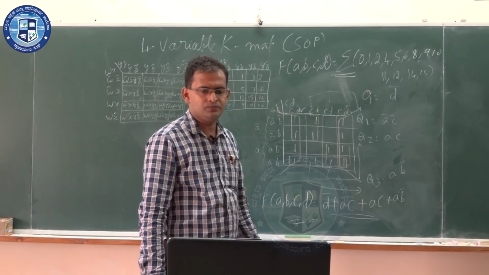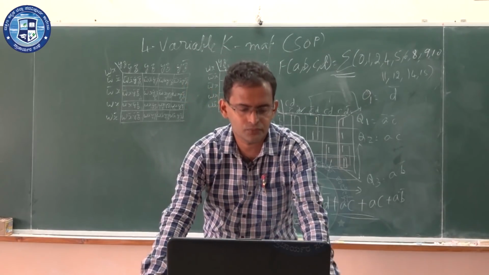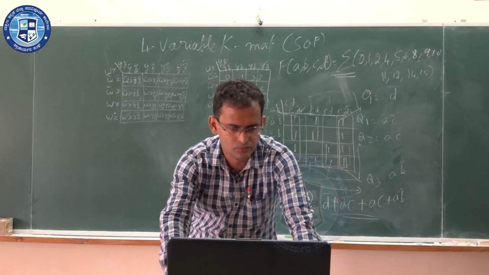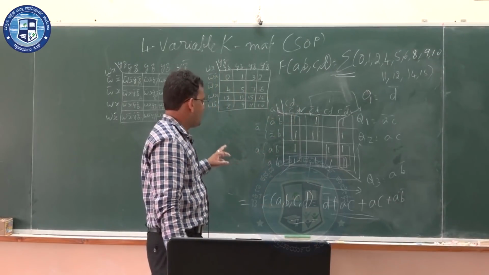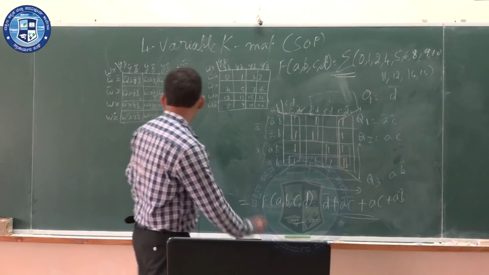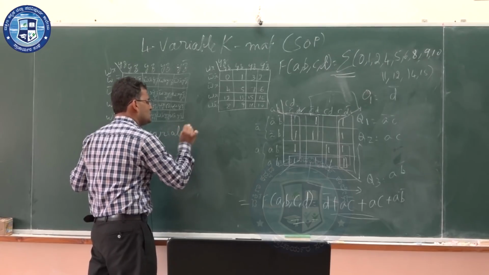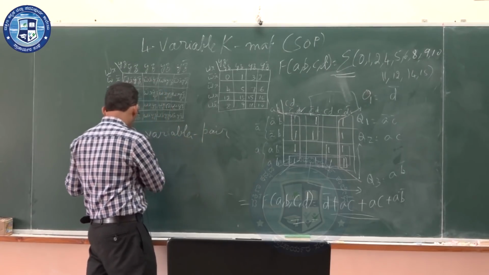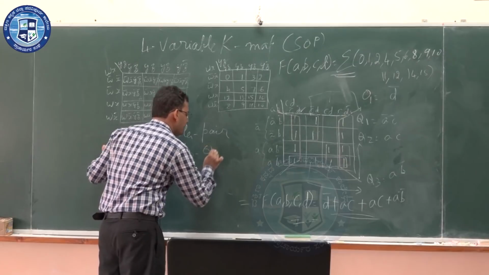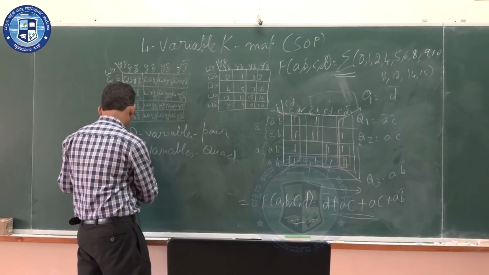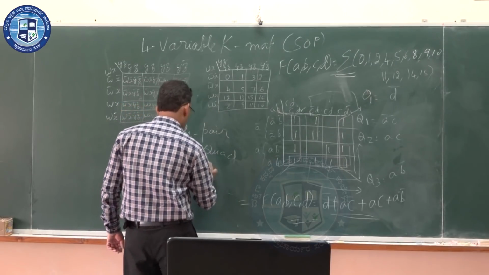Okay. Let me go to the reduction rule. What are the different reduction rules? I told you, when I have 2 variables together, I can pair it, it is nothing but a pair, 4 variables is a quad, 8 variables is an octet.